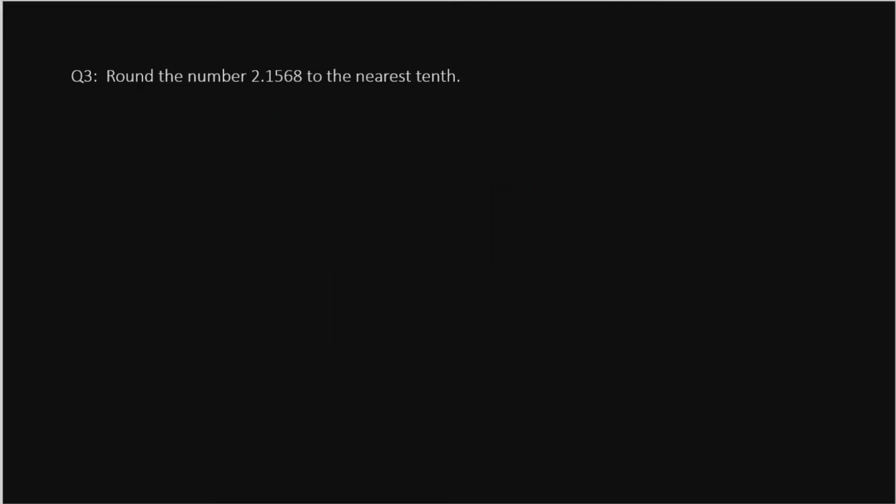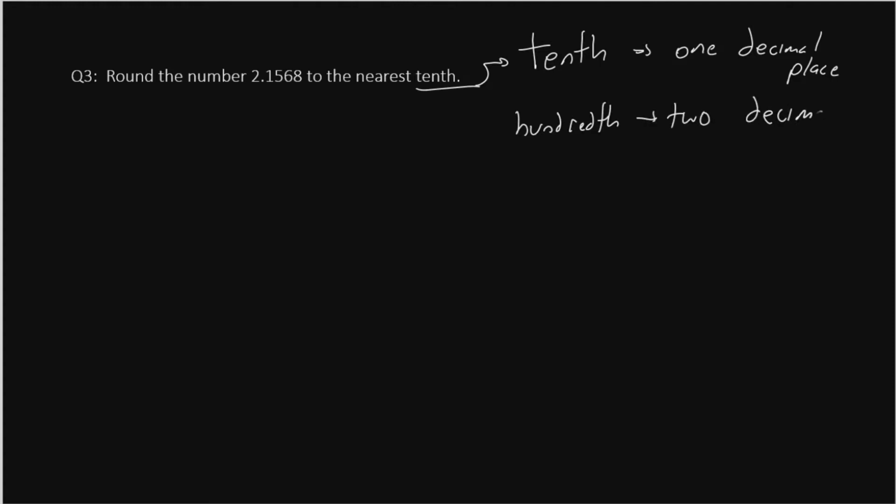So now let's talk about small decimals. So here we have a decimal number 2.1568, and we are asked to round that to the nearest tenth. So for anyone who's not used to the way they say these words, tenth means 1 decimal place. Hundredth means 2 decimal places. And thousandth means 3 decimal places.